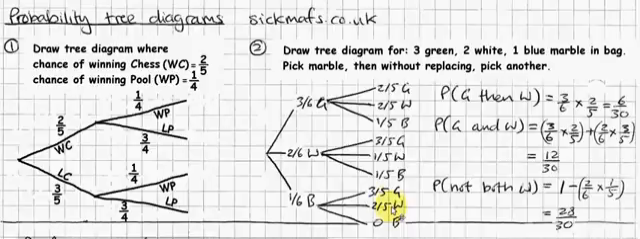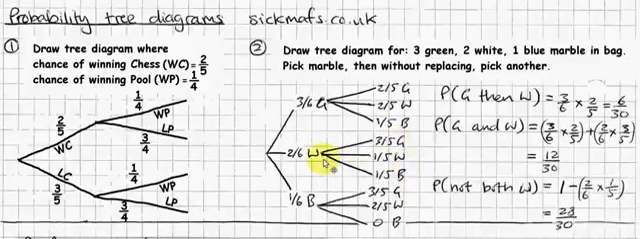Now remember, I said all probabilities have to add up to 1. So the chance of this happening, and then the chance of that happening, and all these possible things going through the whole tree. The chance of green then green, plus the chance of green then white, plus the chance of green then blue, plus the chance of white then green, plus the chance of white then white, plus the chance of white then blue, plus the chance of blue then green, plus the chance of blue then white, plus the chance of blue then blue, all together is 1.